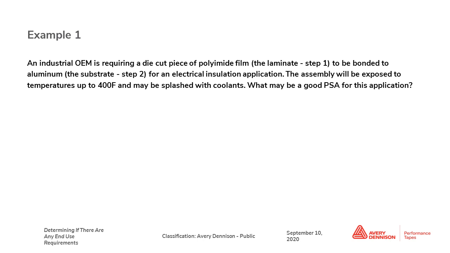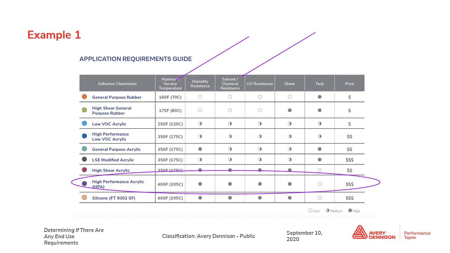So here we have some serious considerations to think about. Okay, we have high temperature of 400 F, and we have splashing of a coolant, which is like a solvent or chemical resistance. Okay, so if we highlight on those, maximum surface temperature, quickly canceling most of these adhesives off. You have HPA and silicone, and then you also have solvent and chemical resistance. So in this situation, you're going to want to go with the high performance acrylic.